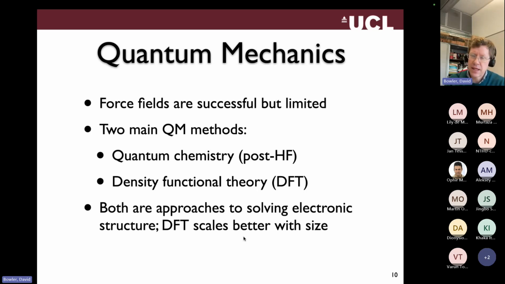And typically in this area, quantum mechanics is divided into two areas. One is called quantum chemistry or post-Hartree-Fock or wave function methods, and the other one is called density functional theory. Both of these are approaches to solving the quantum mechanical problem, finding the electronic structure. In general, the scaling with size, i.e. with the number of atoms, is better for DFT.